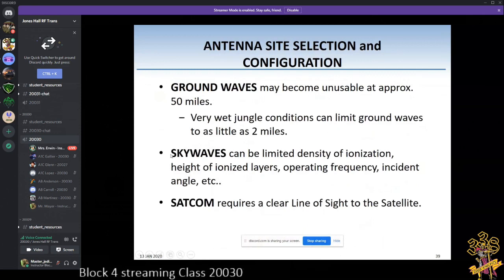Ground waves can become unusable at about 50 miles. If you're in heavy jungle conditions, heavy brush and all, you might be limited to 2 miles or less. Sky waves are totally affected by the density of the ionization in your ionosphere, your operating frequency, and incident angle. All of these are going to affect your sky waves. SATCOM, you have to have a clear line of sight to the satellite.